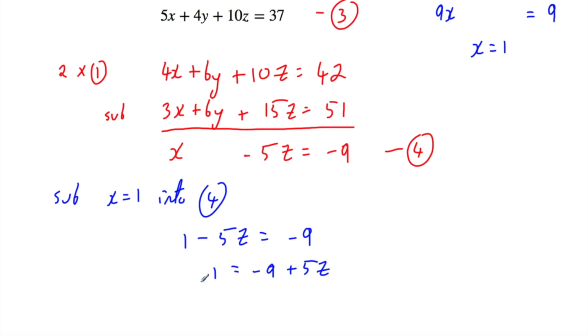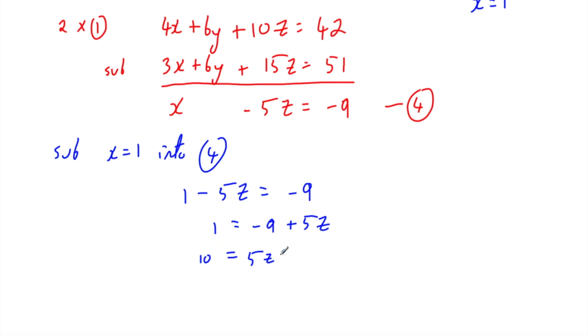Then if we add 9 to both sides of the equation, we're going to get 10 on the left hand side equals 5z's, because obviously -9 plus 9 is equal to 0. And then if we divide both sides of the equation by 5, we're going to get that z is equal to 2. So that's great. We've now got x equal to 1 and z equal to 2.